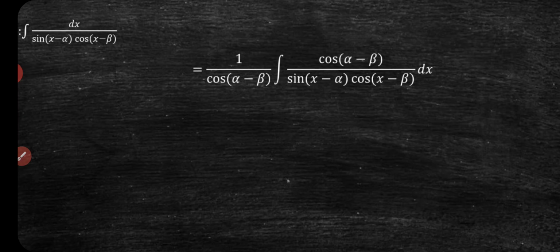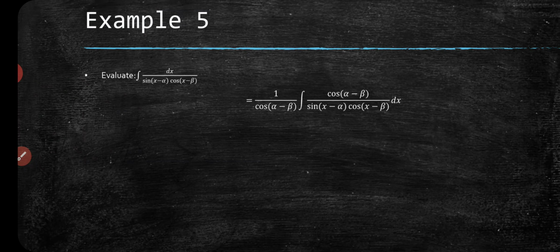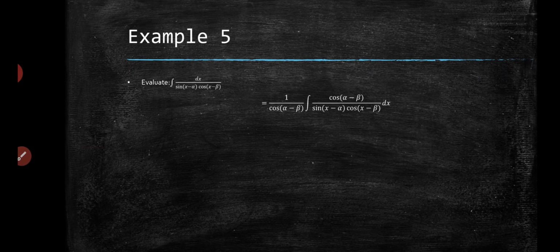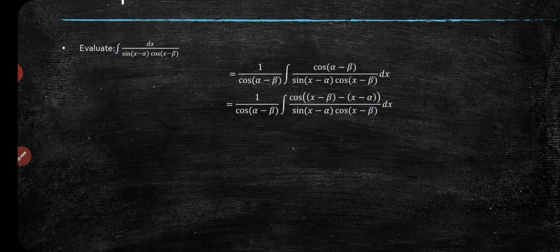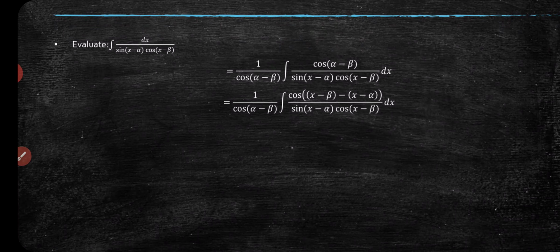And then next trick is to write this alpha minus beta in a fashion. What is the fashion that we have to write? See it here. This is how we can write it. We can write alpha minus beta as x minus beta minus x minus alpha. So we are intentionally adding one x and subtracting one x.